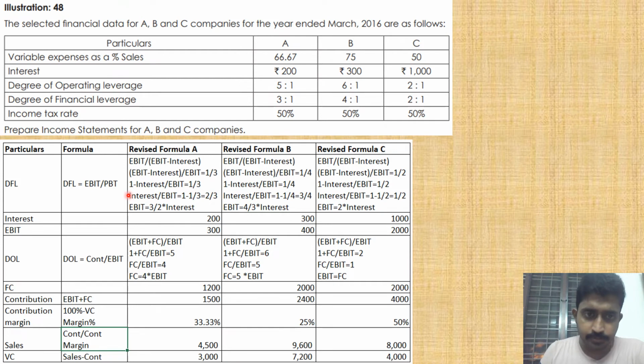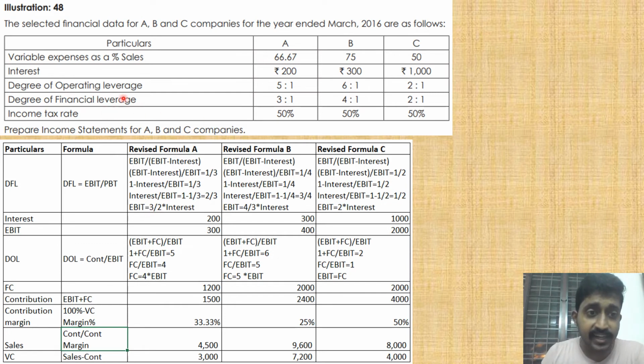Now I'm breaking this fraction. EBIT divided by EBIT is 1. So 1 minus interest divided by EBIT is going to be 1 by 3. Interest divided by EBIT is going to be 2 by 3, and EBIT is equal to 3 by 2 multiplied by interest. In the same way, the degree of financial leverage is different for B and C. Apply the same concept. You can derive a formula for EBIT.